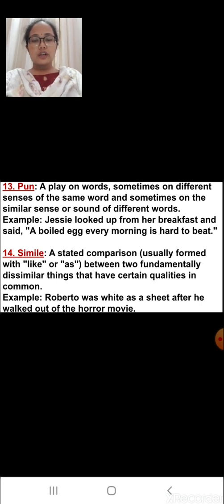The 14th one is simile. A stated comparison, usually formed with like or as, between two fundamentally dissimilar things that have certain qualities in common is known as a simile. For example, Robert was white as a sheet after he walked out of the horror movie.